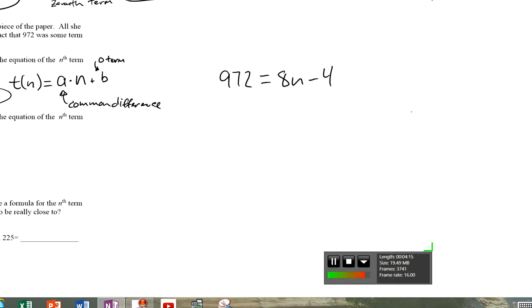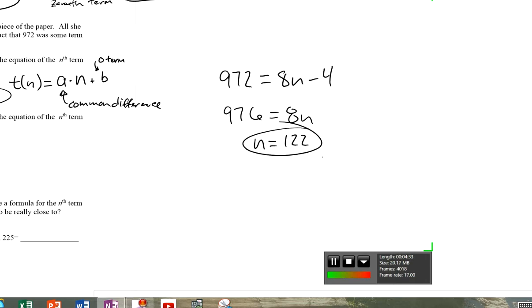To solve this, it's pretty straightforward. We're going to add 4 to both sides, right? So we're wanting 976. When is that 8n? And if I divide both sides by 8, what did we get? We get 122. So that means the 122nd term will be the number 972. You don't believe me? Plug it into the equation I came up with.